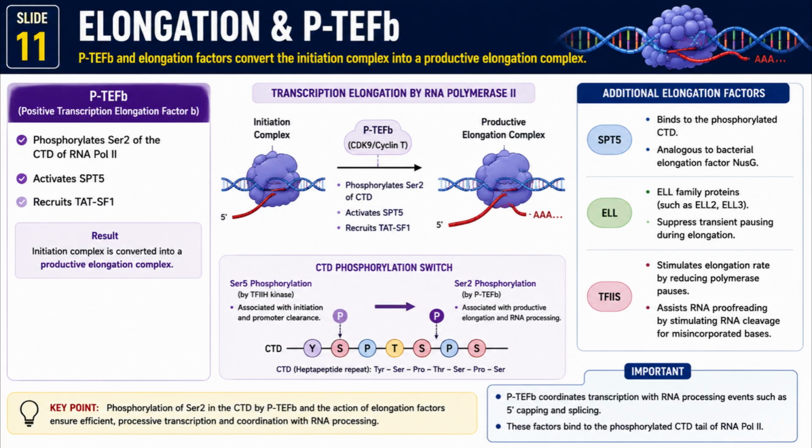These modifications convert RNA polymerase II into a highly processive elongation complex. Additional factors such as ELL and TFIIS assist elongation. TFIIS is particularly important because it helps RNA polymerase to recover from transcriptional arrest and improves transcription fidelity.